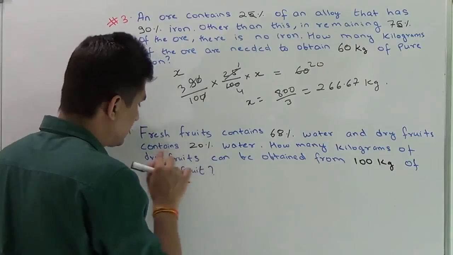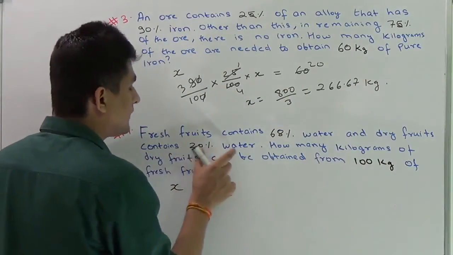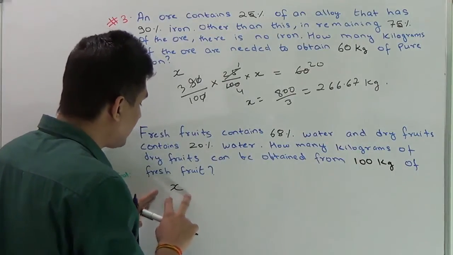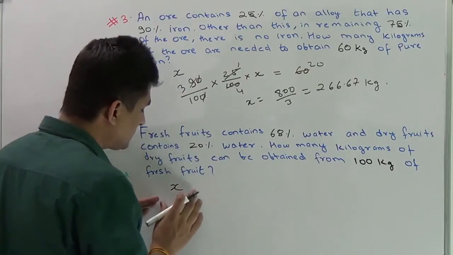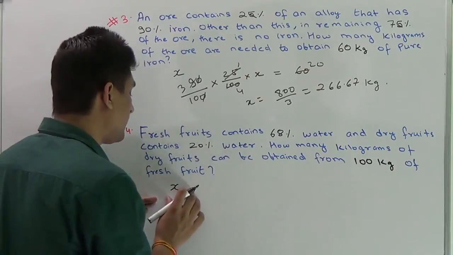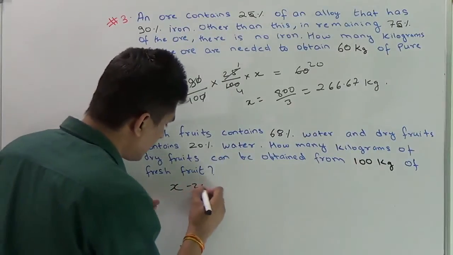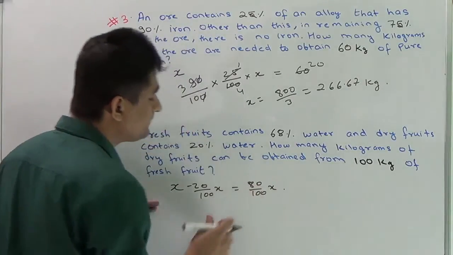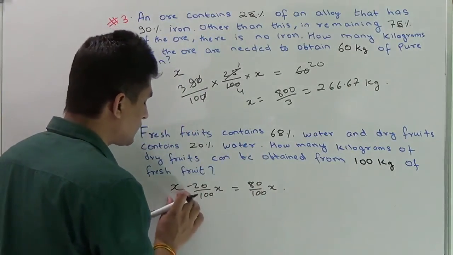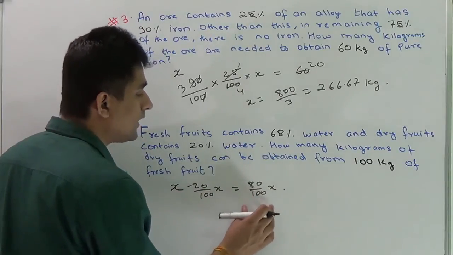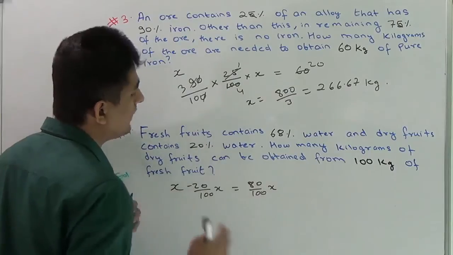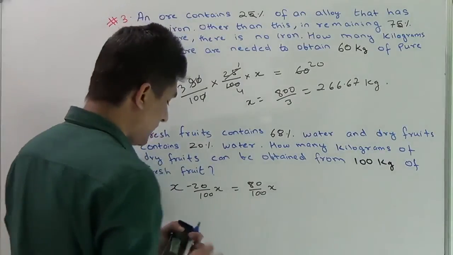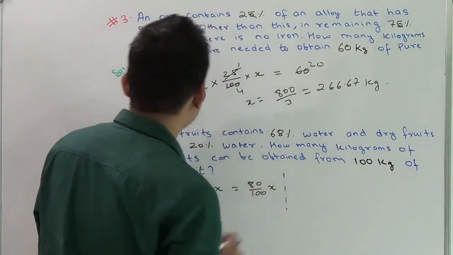which is 20% of this, it is written that dry fruit contains 20% water, and this is the quantity of dry fruit we have obtained. If I remove water from this, that means 20% of this quantity, I have to calculate. I'll write it like this: 20 by 100 of x, so what remains will come out to be 80 by 100 of x. When I remove water from this quantity, there will be 80 by 100 x raw material, which does not contain any water.